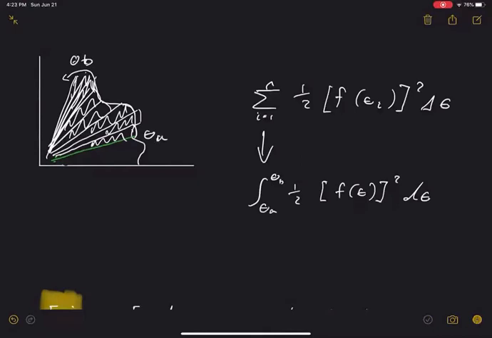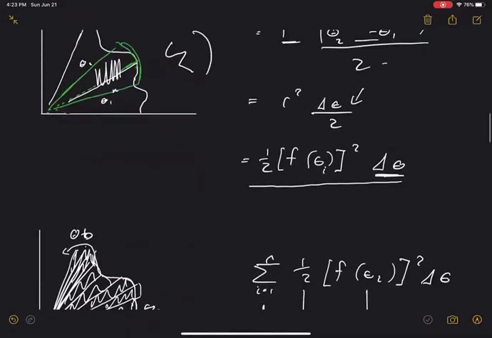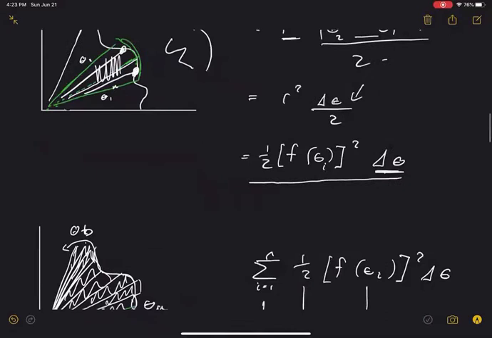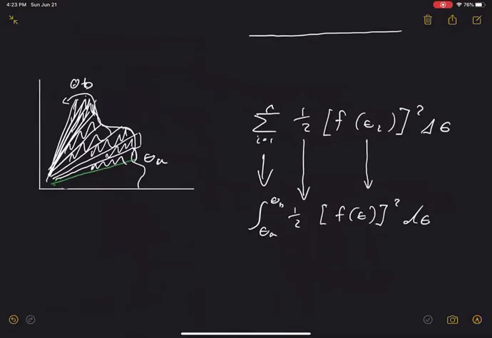And then what's going to happen to the 1/2? That's a constant, so nothing happens to it. f of theta i is going to become just f of theta. I picked one particular point and made that the radius for each piece. But as I take the limit, making those angles closer and closer, I'm just considering all my f thetas. It's squared. And then what happens to my delta theta? That becomes d theta.